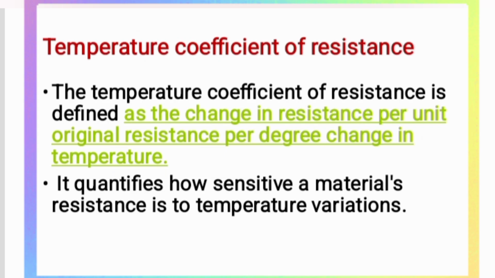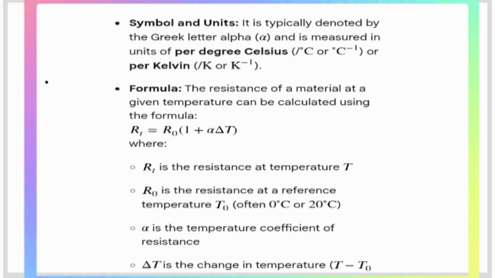Temperature coefficient of resistance. The temperature coefficient of resistance is defined as the change in resistance per unit original resistance per degree change in temperature. It quantifies how sensitive a material's resistance is to temperature variations. Symbol and units: it is typically denoted by the Greek letter alpha and is measured in units of per degree Celsius. Formula: the resistance of a material at a given temperature can be calculated using the following formula.